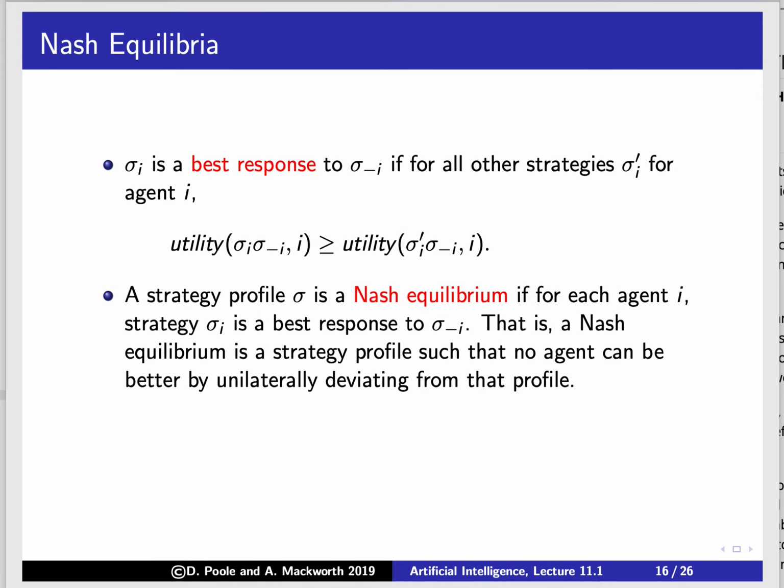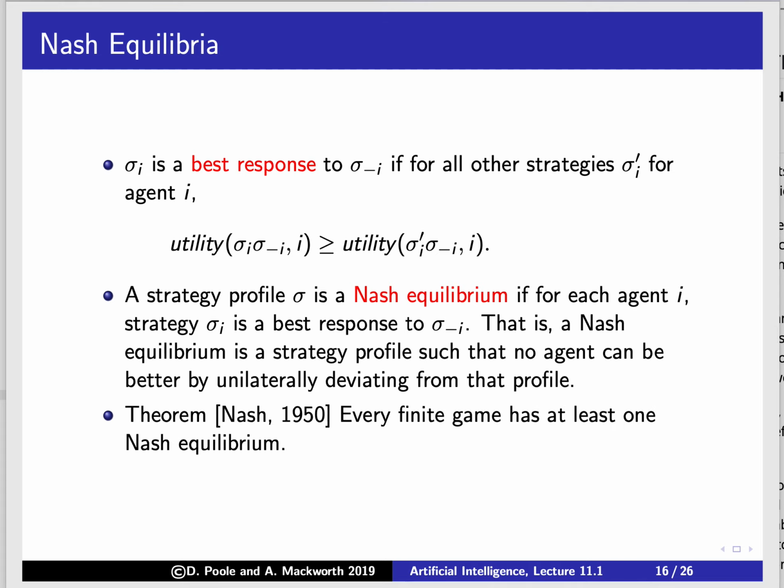Then a strategy profile is a Nash equilibrium if for each agent i, the strategy sigma i in that Nash equilibrium is a best response to the other players. So a Nash equilibrium is a strategy profile where no agent can do better by unilaterally deviating from the policy. If everyone else is following this policy, there's no advantage for one agent in deviating from it. And that's going to be important. John Nash in 1950 proved this very important theorem that says every finite game has at least one Nash equilibrium. That was very significant because it gave us the mathematical tools to model multi-agent systems.